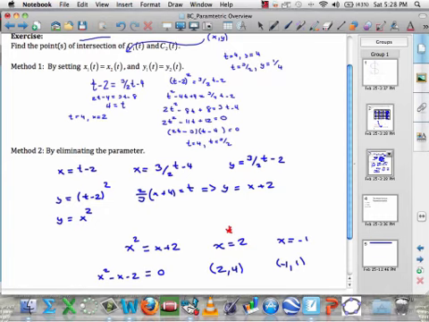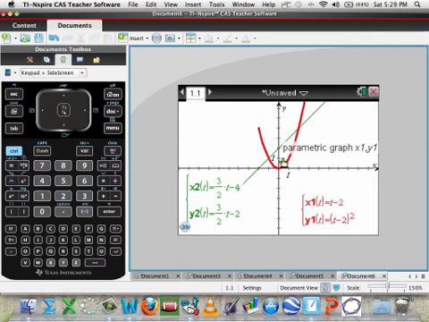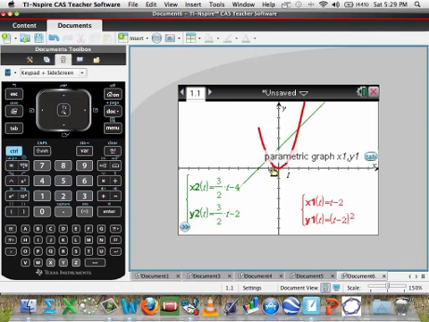Okay, so here you go. Looks like -1, 1 works, and 2, 4 also works. Okay, so we have done the math correctly.